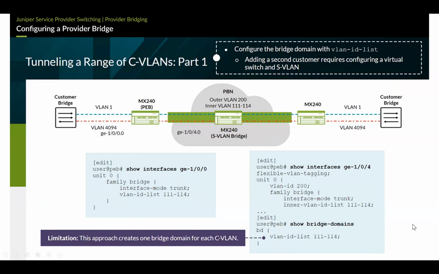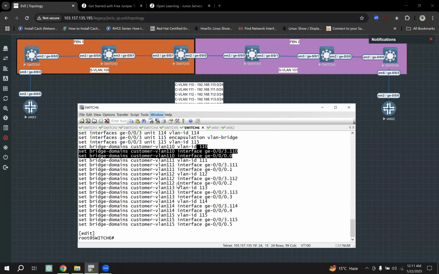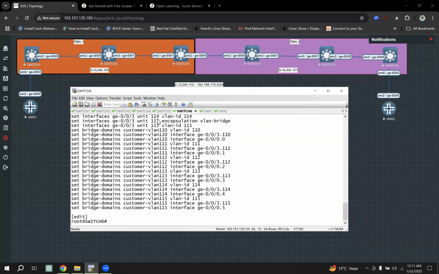Very simple concept. On both client sides we have multiple VLANs, and we forward these VLANs through the service provider in a single VLAN. If there are multiple service providers, then we use the rewrite feature to translate that VLAN from one VLAN to another VLAN. Perfect.